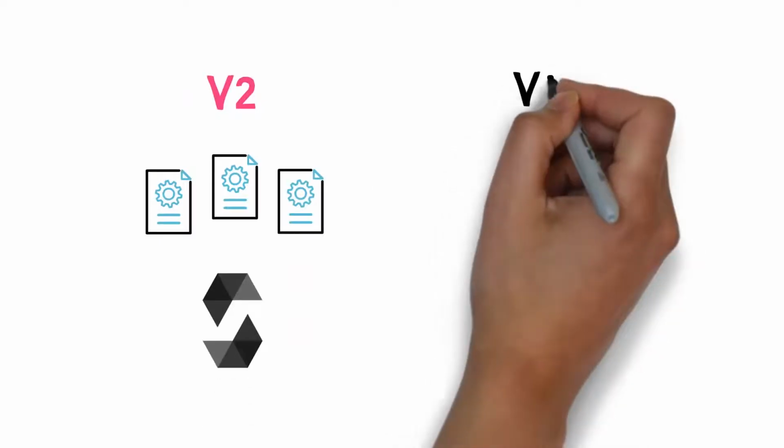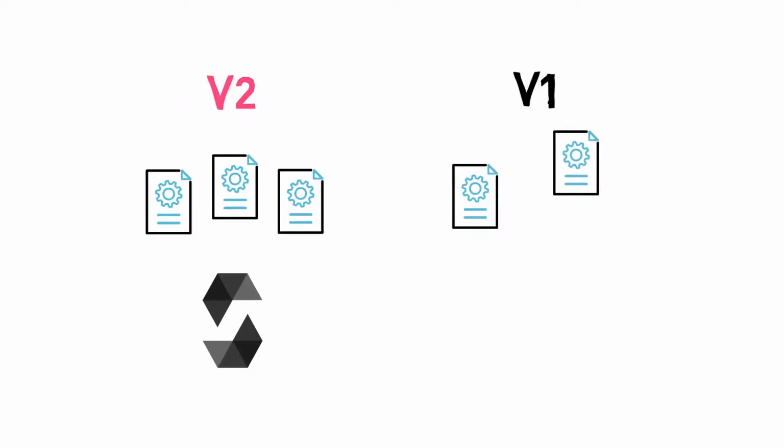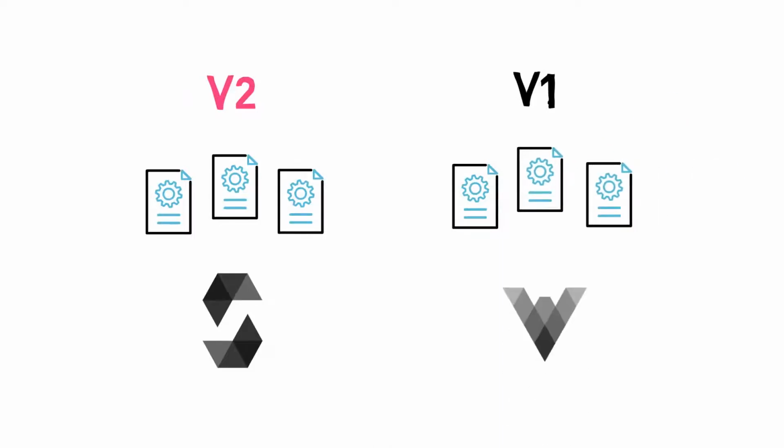This can be compared to v1, which was entirely written in Vyper. Uniswap v1 was actually one of the first projects entirely written in Vyper.